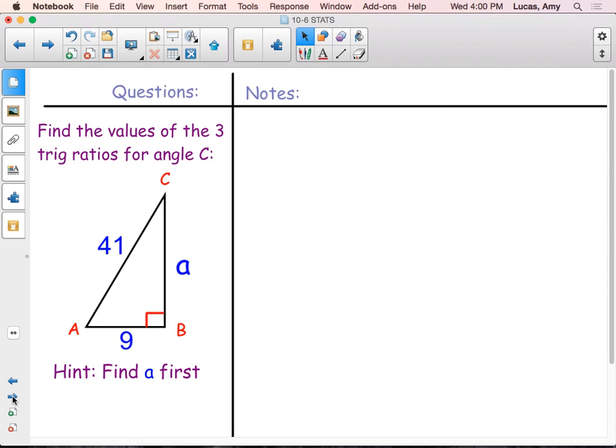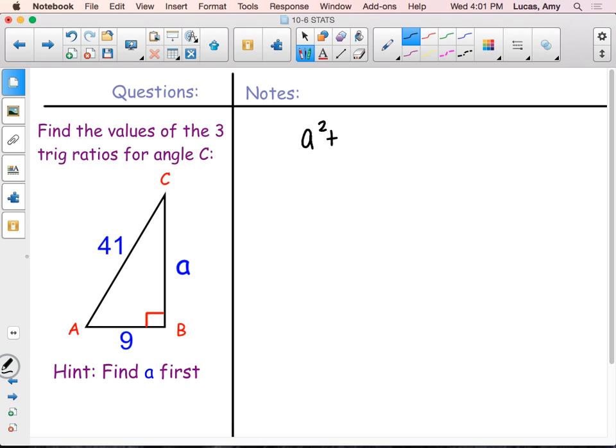Our next problem says find the values of the three trig ratios for angle C, and it's got a little hint there saying find A first because you're not given all three of the sides. So to find A, we're going to have to do the Pythagorean theorem here. So A squared plus 9 squared equals 41 squared because 41 is your hypotenuse. C is our reference angle. So that makes the 9 opposite and the 41 hypotenuse, but we've got to find that adjacent side first.